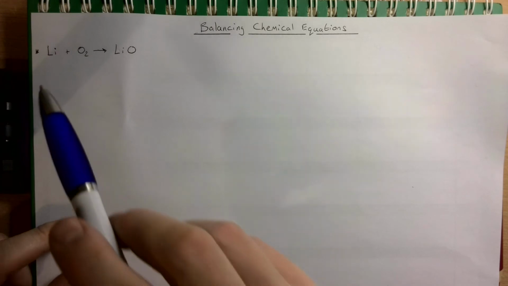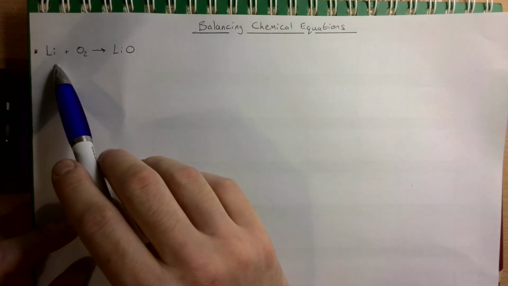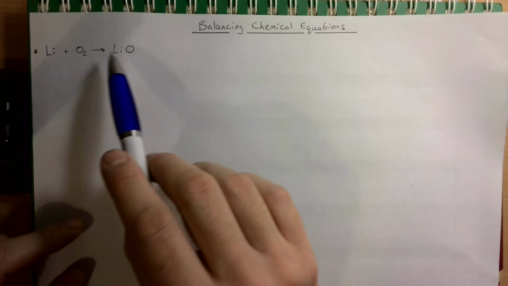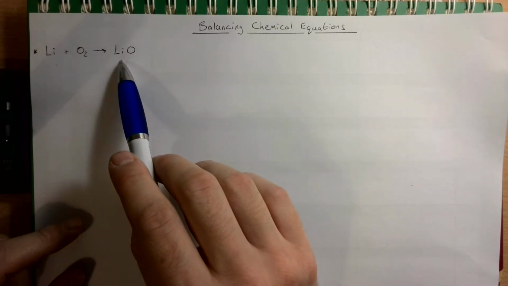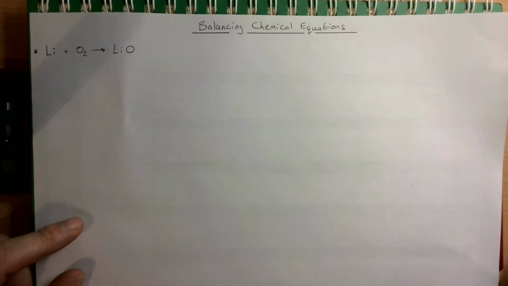Welcome to the video on balancing chemical equations. This equation on the left is quite a simple one with one of our group 1 metals, and it is lithium reacting in oxygen to produce the metal oxide, lithium oxide. So this is the reaction that happens when you burn lithium.